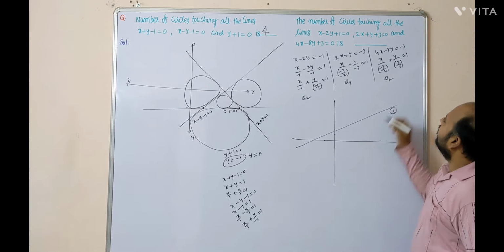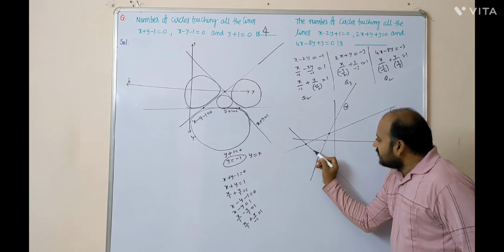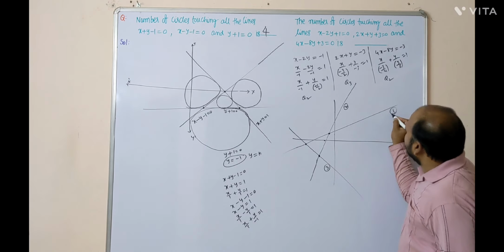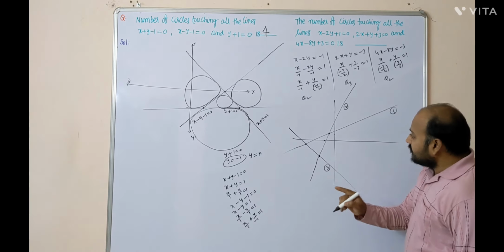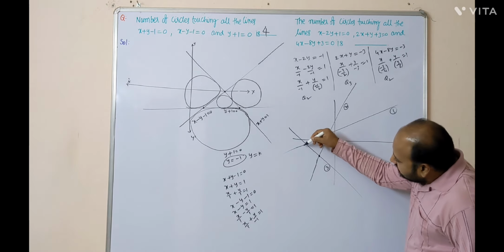First line, second line, third line. This is the second line I am taking. Both are negative. So both are negative means what? They intersect at this point and this point. Just extend this line. This is the third line, this is the first line, this is the second line. Observe that third line, this is the second line, this is the first line.